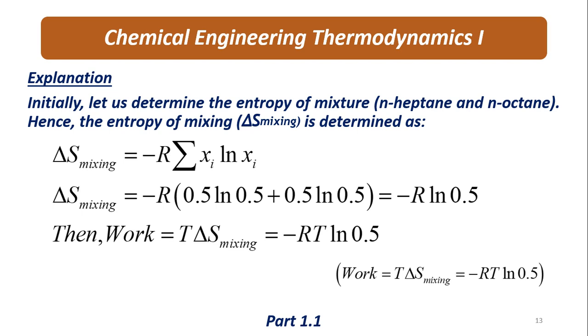Then work is simply the temperature times the change in entropy of mixing. We can take T as a constant, so work equals T times ΔS, which gives us minus RT ln 0.5. Depending on this equation, the correct answer for this question is B: the minimum work required for a liquid mixture is minus RT ln 0.5.